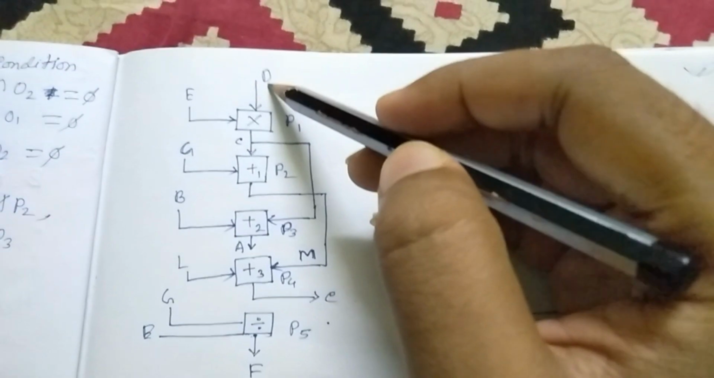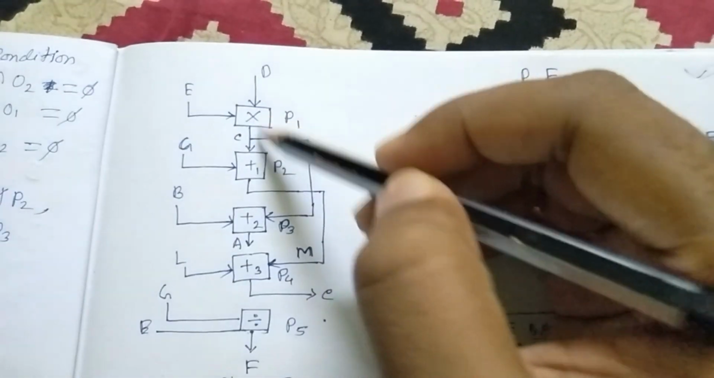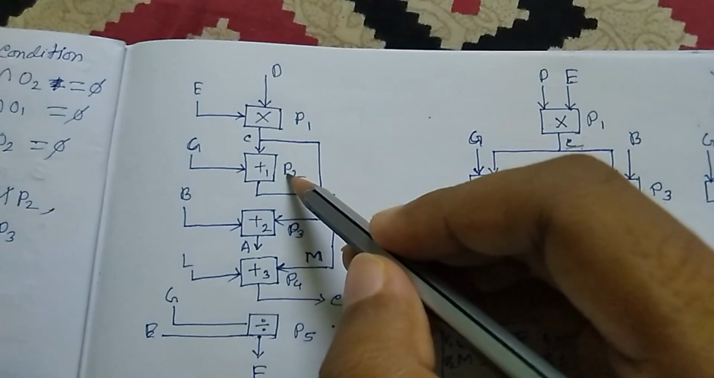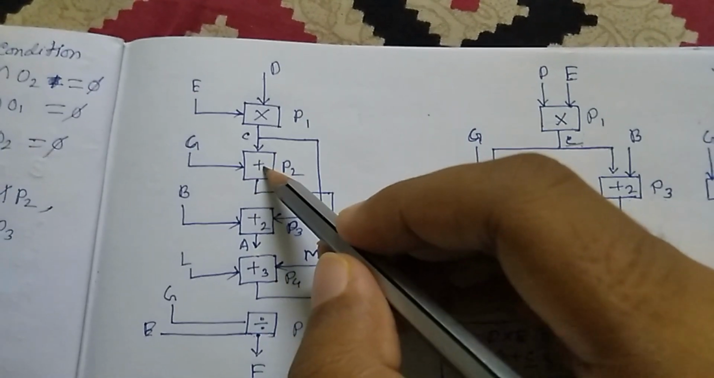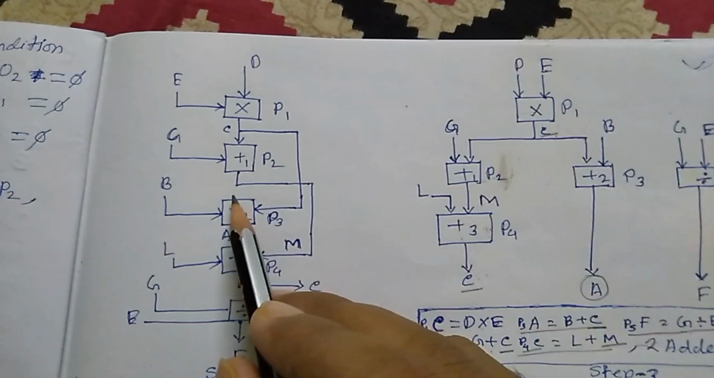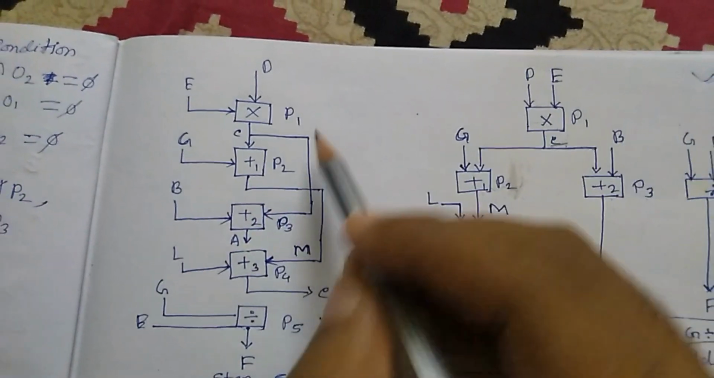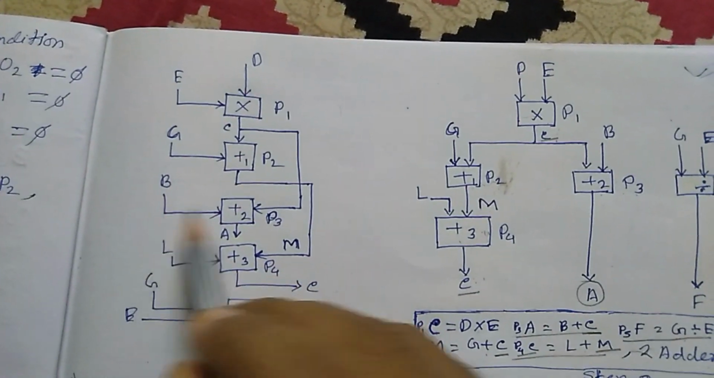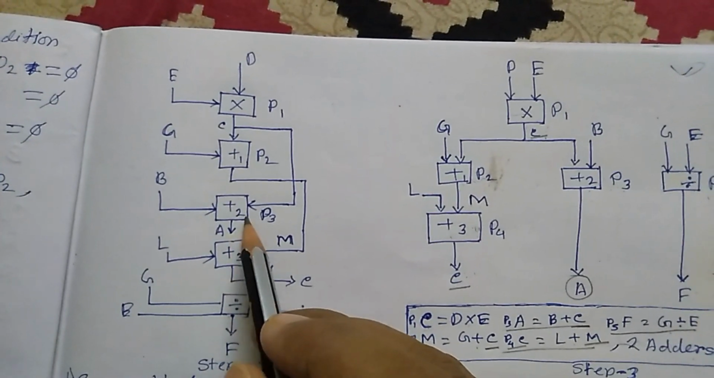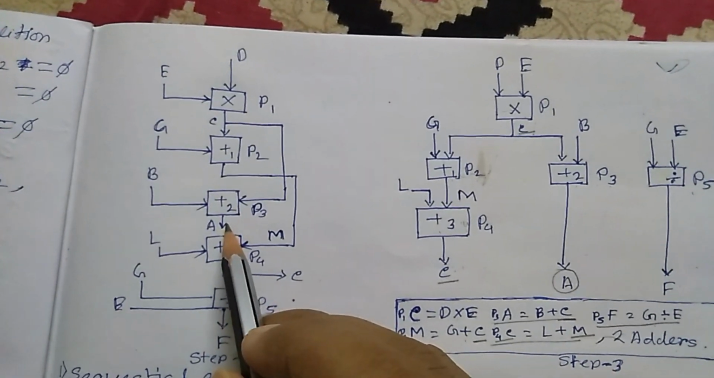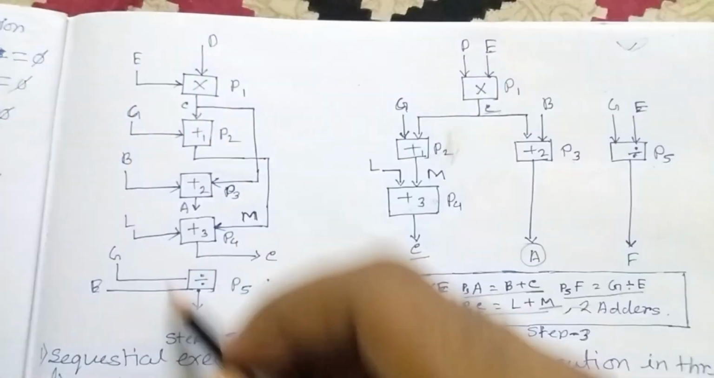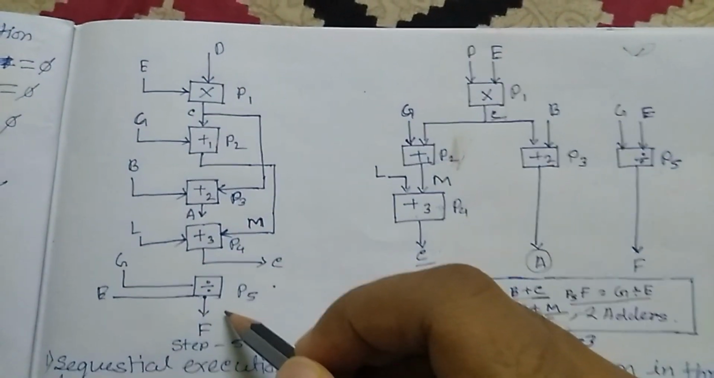It looks like this: P1 gets D and E, performs the multiplication and gets the output C. P2 performs the first addition with the help of C and G. P3 performs another addition, but it gets C from P1, then gets B, and it generates the output A. This way all the processes happen in a linear way.